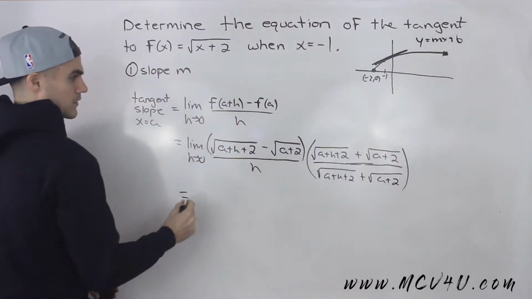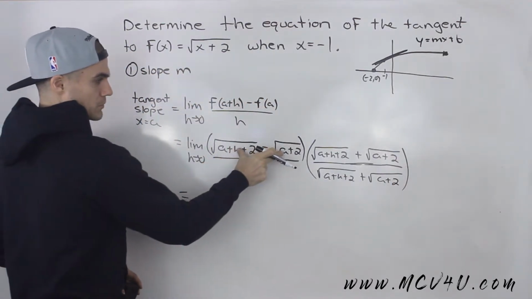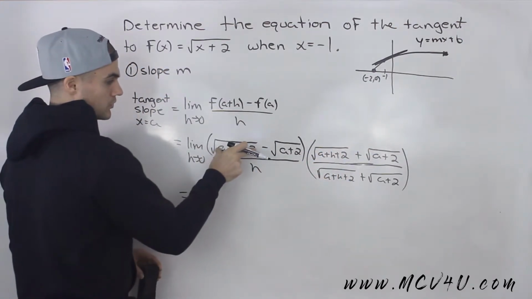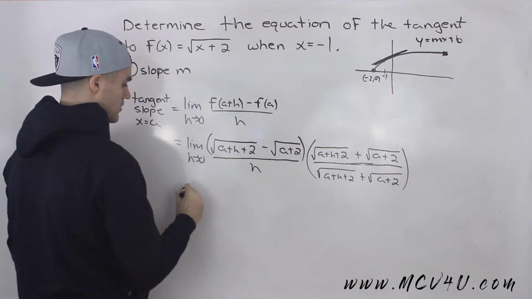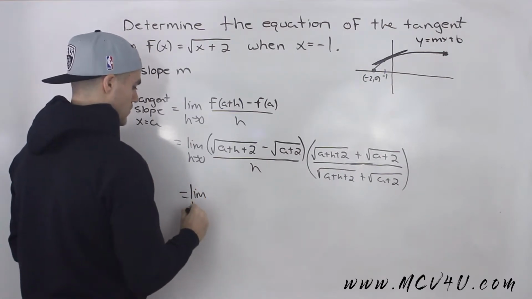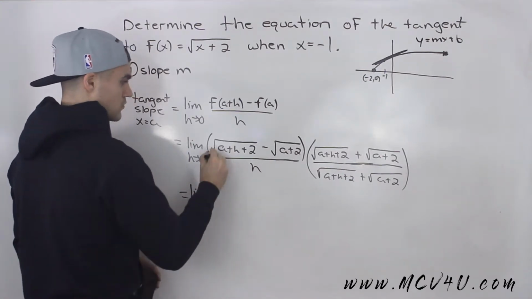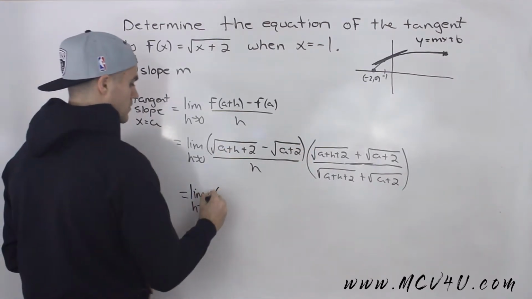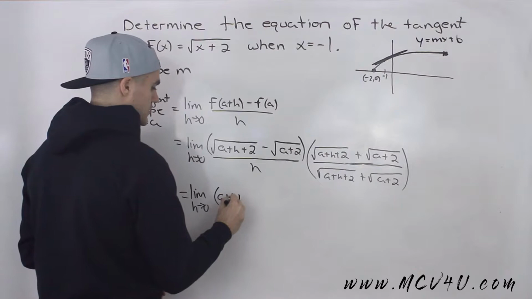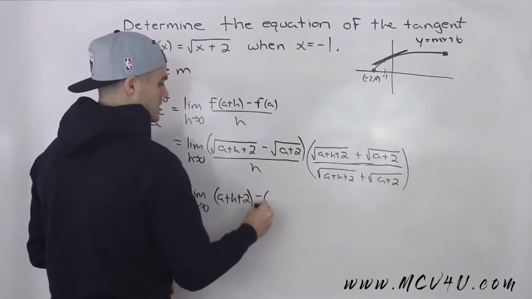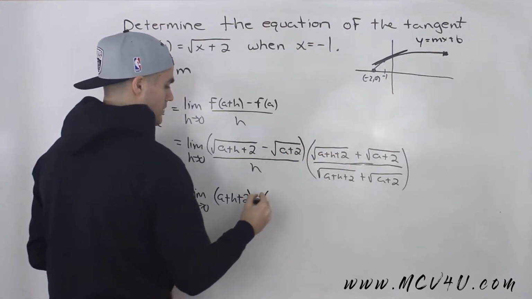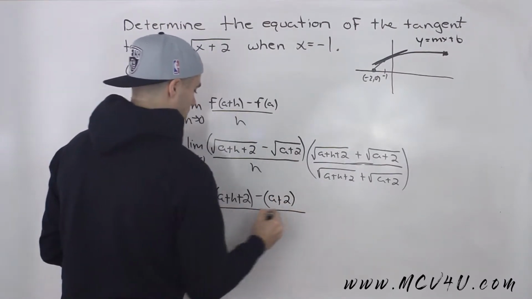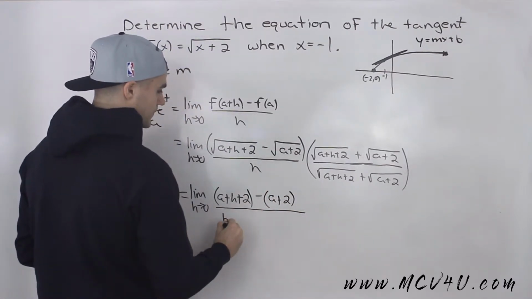So now, when we multiply this 2-term expression by its conjugate, it's going to be a difference of squares, so we only have to multiply the end terms by each other. So we would have square root of a plus h plus 2 times the square root of a plus h plus 2, which would just be a plus h plus 2, minus square root of a plus 2 times the square root of a plus 2, which is just a plus 2. And then this is going to be all over h.